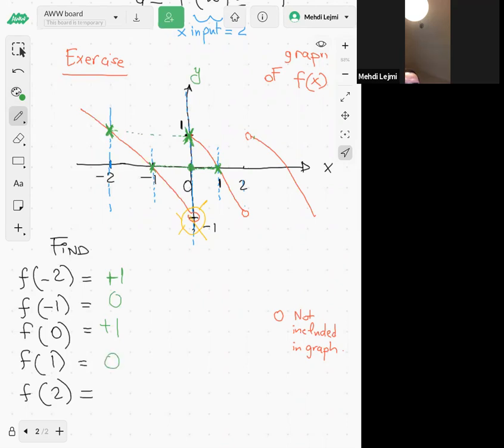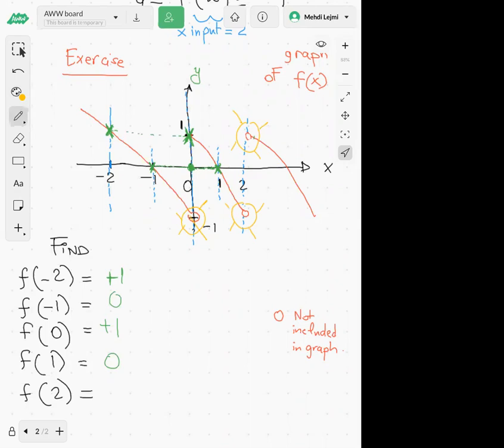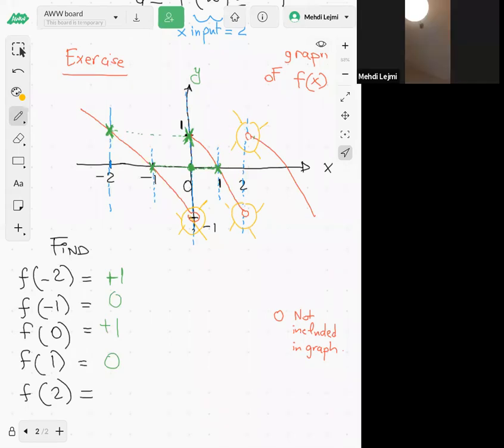Now, finally, the last one, kind of tricky, f of +2. If you draw your vertical line passing through +2, you don't have an intersection. Neither here, because this point doesn't belong to the graph, nor here, because this point also doesn't belong to the graph. So we don't have an intersection with the graph at +2, which means that if my input x is positive 2, there's no output. So this is undefined.